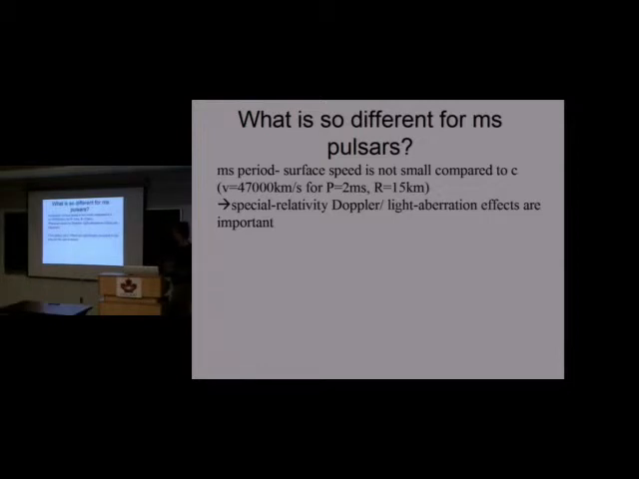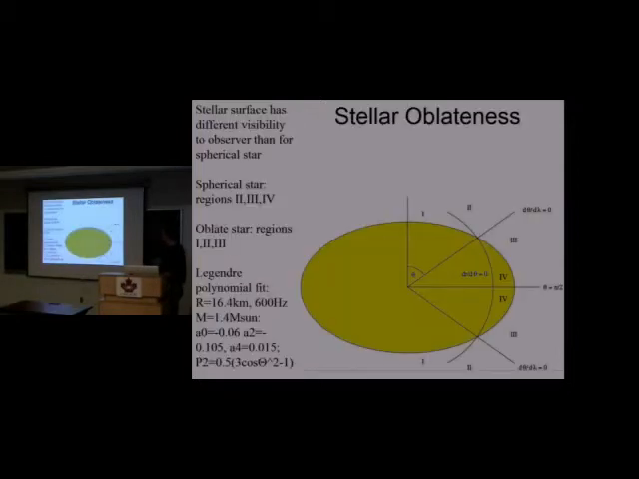You also have time delays just for the light travel time from the light from the back to travel to the front. And that will make the pulse shape asymmetric. And the last thing is you have oblateness. Okay. So even if you have perfectly point-like or circular emission region, you get asymmetric pulse shapes.